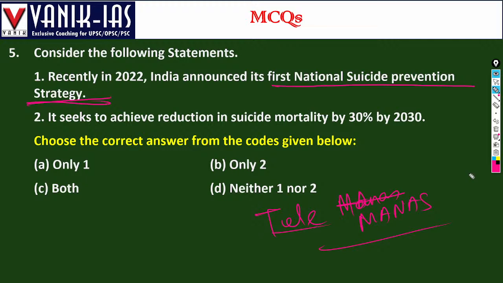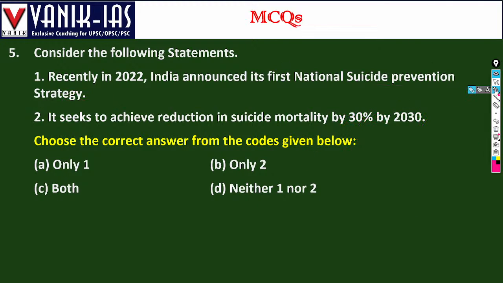It seeks to achieve a reduction in suicide mortality by 30% by 2030. No, this is not 30%, this is 10%. The objective is to reduce suicide mortality by 10%. Okay, according to the National Suicide Prevention Strategy.